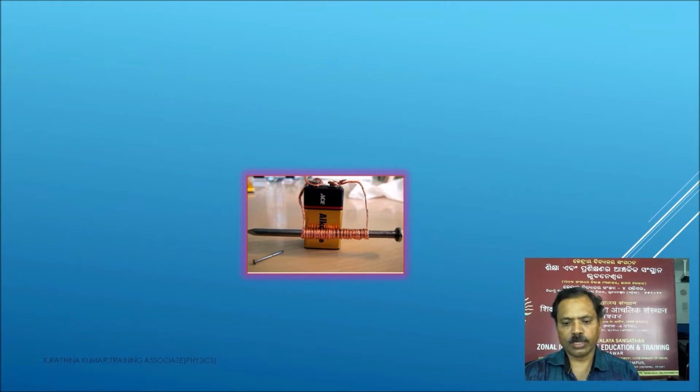Friends, can you tell about this diagram? A copper wire is wound over a nail and joined with a battery. Can you guess what that is? Yes, exactly, it is a setup for making an electromagnet.